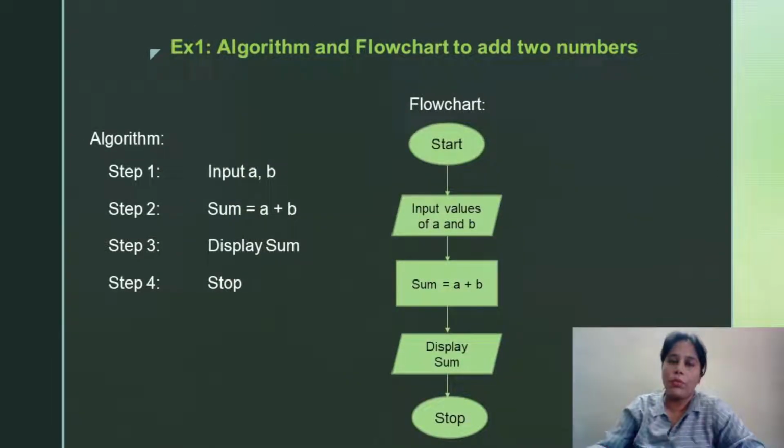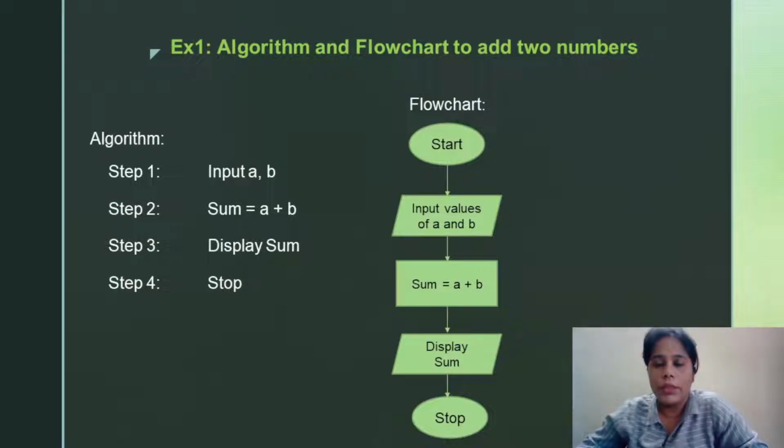Here I am coming to a few examples of algorithm and flowchart. Here one simple example is shown where an algorithm and flowchart is written for adding two numbers. There is a simple program. First input is a and b, that means two inputs are taken in this variable a and b. Then in this sum variable, addition is stored. After that, sum is displayed, then stop. This is the algorithm for this program.